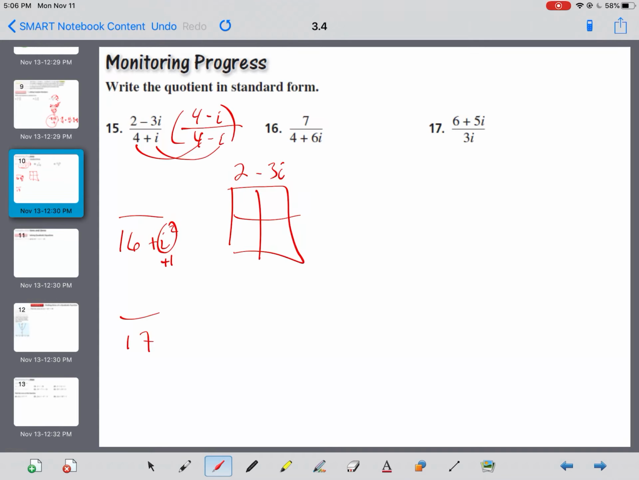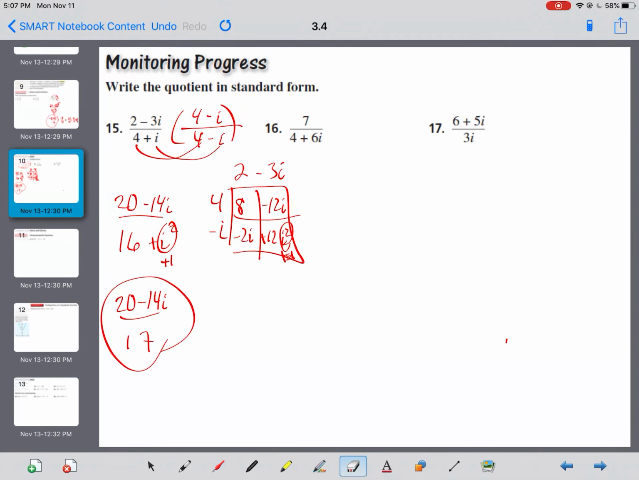Cool. So 2 minus 3i, 4 minus i: 8, negative 12i, 2i, 12i squared. That's important. It's a negative 1, plus plus. So 8 and 12 makes 20. Negative 12 and negative 2 makes negative 14i. So 20 minus 14i over 17, which is not very helpful or reducible, so leave her right there.